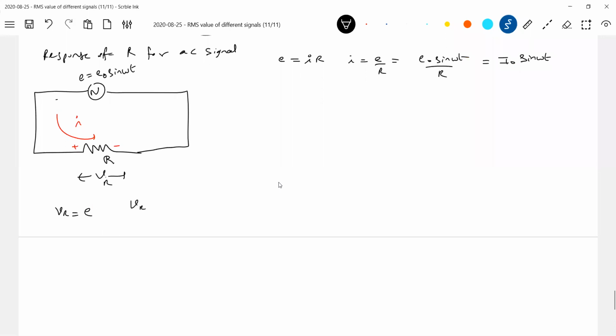And what is Ohm's law? I into R. So what is the Ohm's law for an AC signal across a resistor? The drop across the resistor is equal to instantaneous current into the resistance. And they are in phase, no?